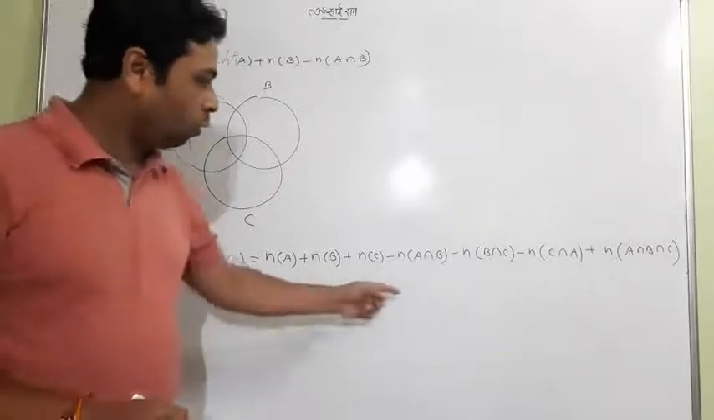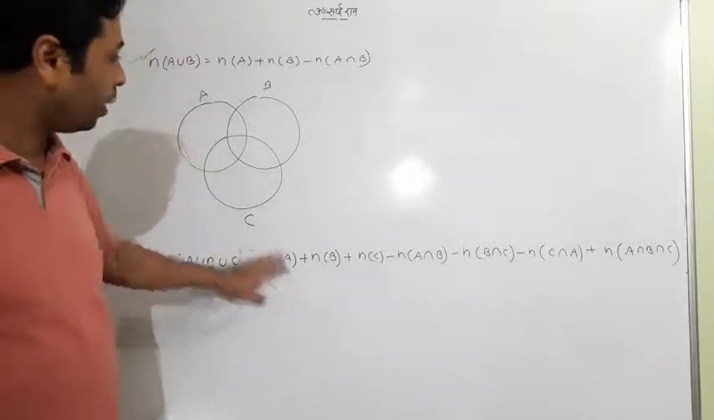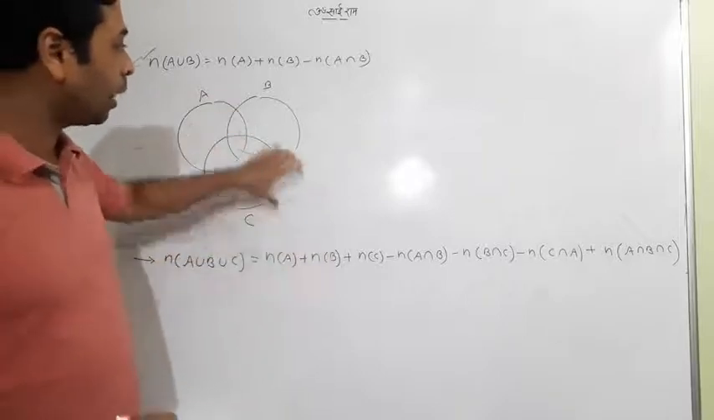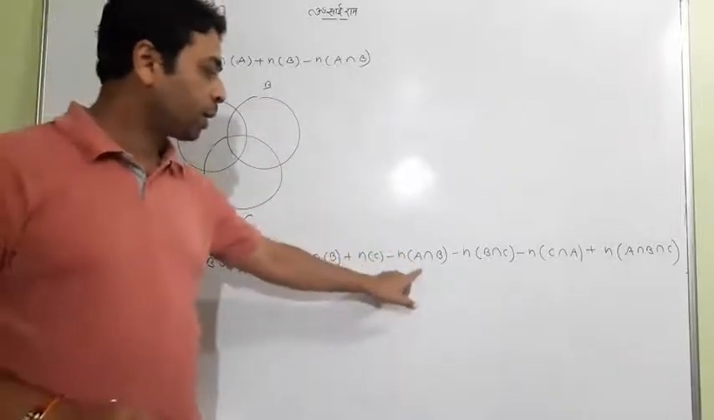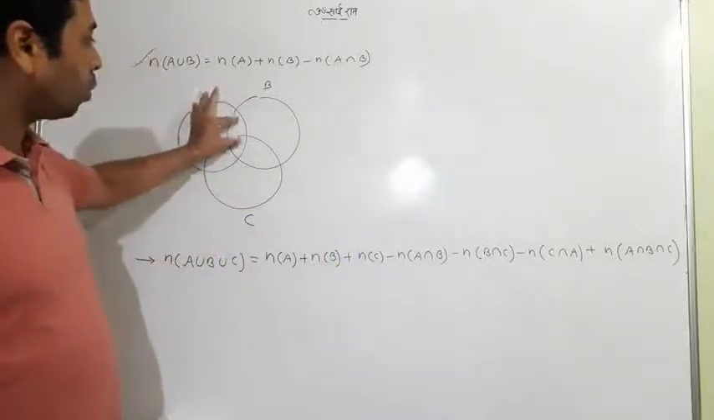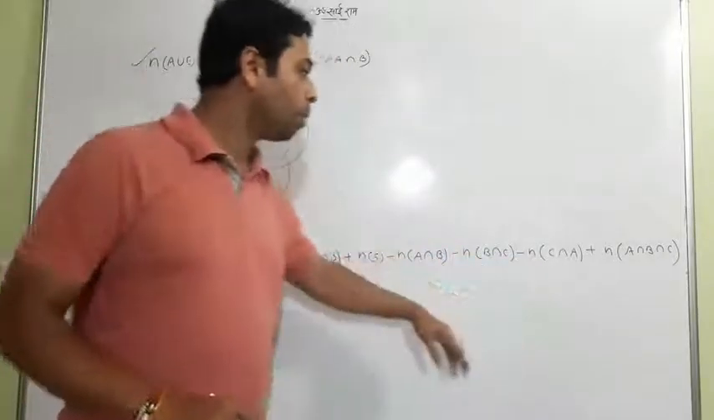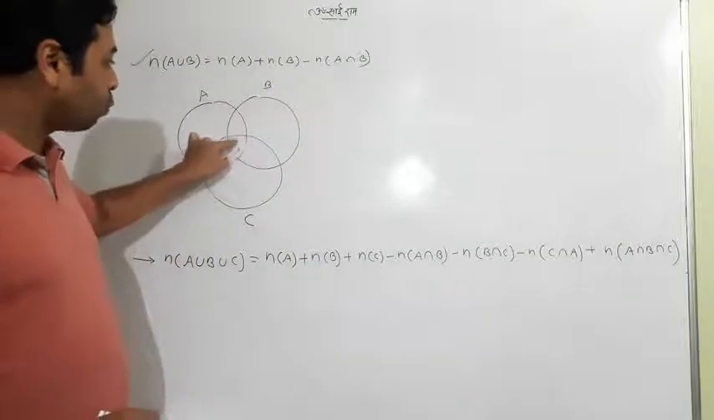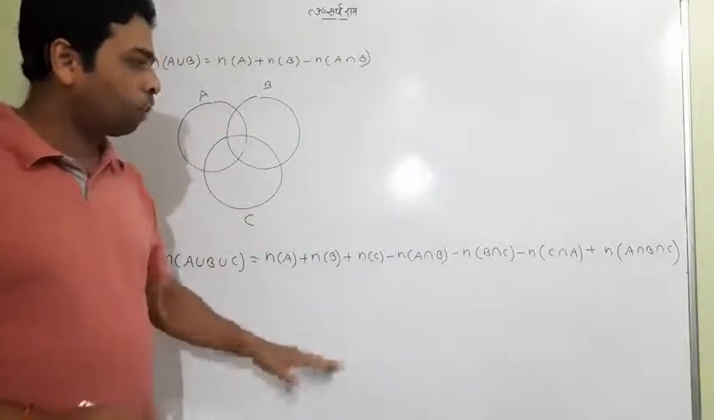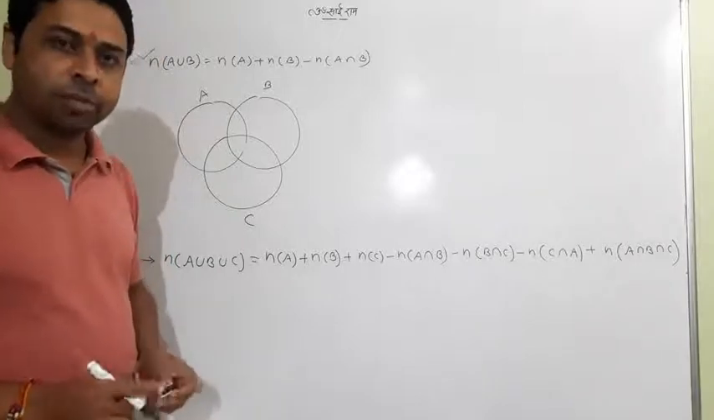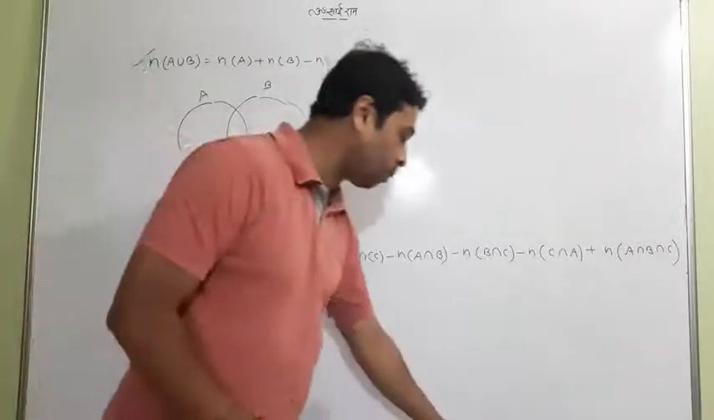So this is a law that is very simple: n of A is the number of elements of A, n of B the elements of B, n of C the elements of C. I first subtracted A intersection B, and since all three are common, I subtracted all of them, but finally we have to add this particular region back, and that is what we added. So this is the formula for three sets A, B, C.